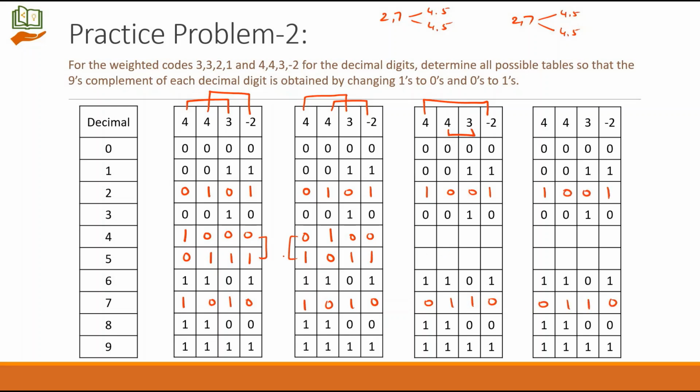Now for 4 and 5, I will use the first table. 1 triple 0, 0 triple 1, and the second combo 0 1 0 0, 1 0 1 1. So this will also have 7 and 4 minus 2 in this way. So for 1, 2, 7 you are having 2 tables. For another 2, 7 you are having 2 tables here. So altogether there are 4 tables.